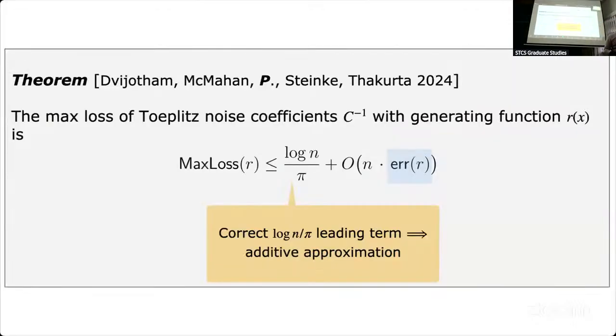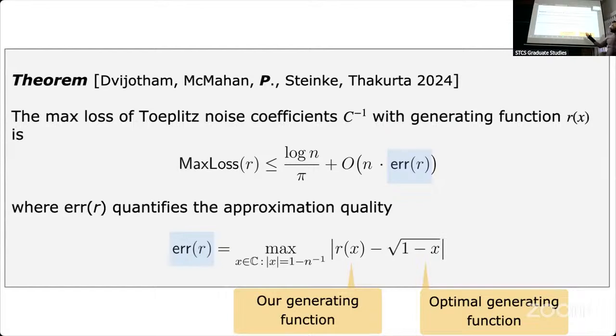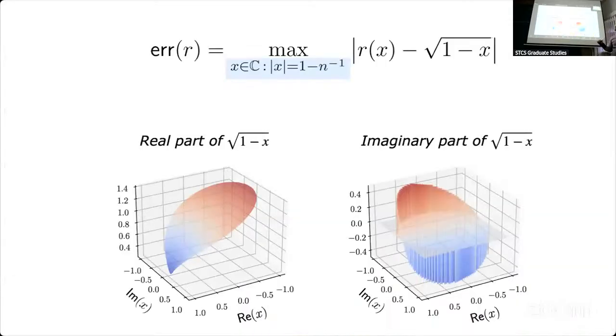Okay, so this is the final result. Let's say our Toeplitz coefficients of C inverse, so that means the first column has a generating function of R. Then the max loss that we get has this correct log n by pi term plus some quantification of the approximation error, right? Which in this case is how close are we to our root 1 minus x optimal generating function, right? And one catch here is that this is in the complex plane.